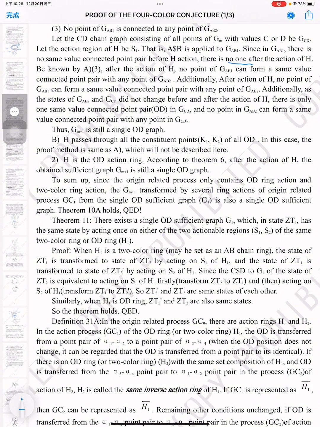Since the CD swap to G1 of the state of ZT2 is equivalent to acting on S1 of H1 firstly, transforming ZT2 to ZT1, and then acting on S2 of H1, transforming ZT1 to ZT2 apostrophe, ZT2 apostrophe and ZT2 are the same states as each other. Similarly, when H1 is an OD ring, ZT2 apostrophe and ZT2 are also the same states. So the theorem holds. QED.